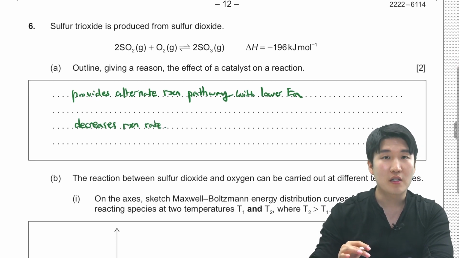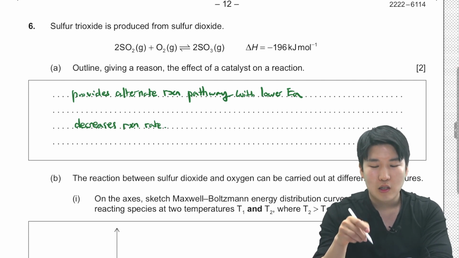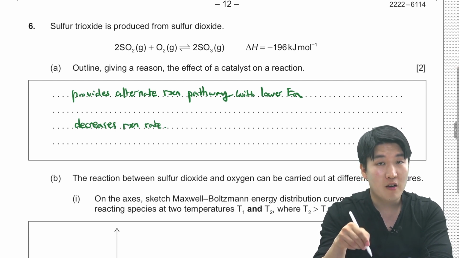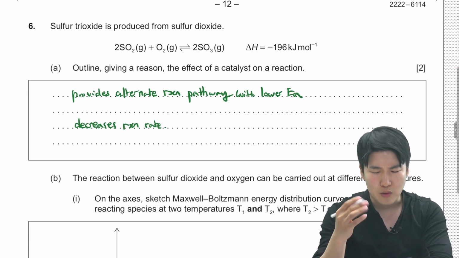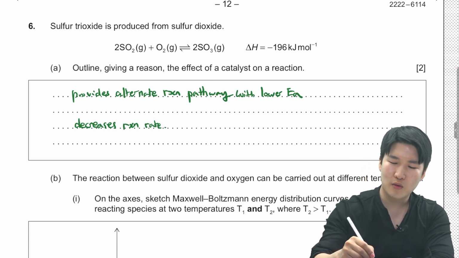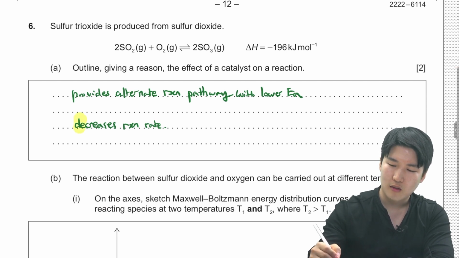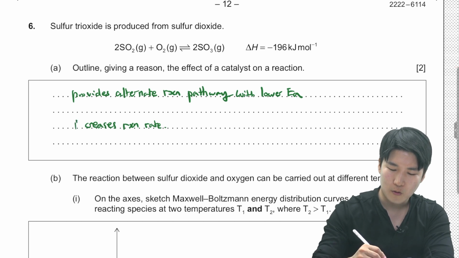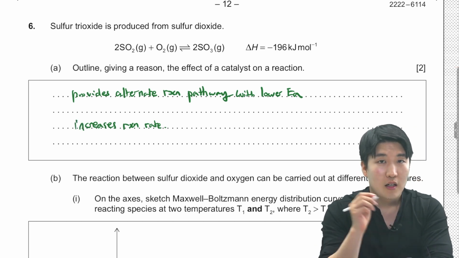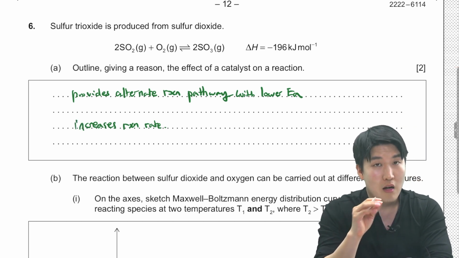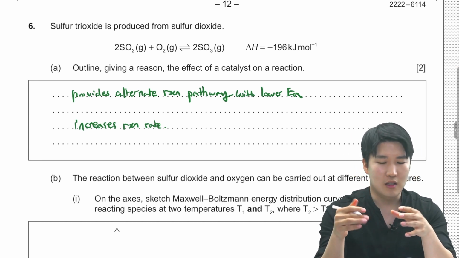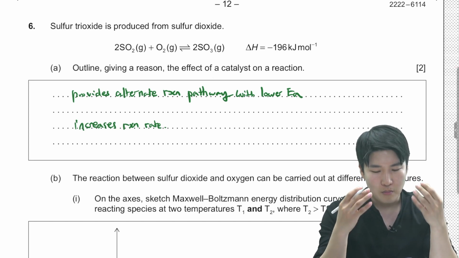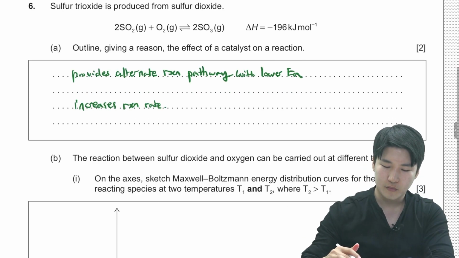We're not going to mention this in this question, but for equilibrium, for reversible reaction, catalyst. Oh, did I just say decrease reaction rate? That's so stupid. It's increases. Apologies. Increases. Reversible reaction, there is the forward and backward reaction occurring simultaneously. Catalyst affects both reactions.